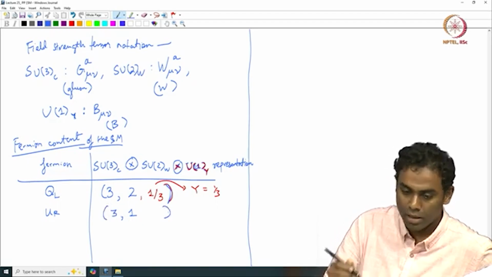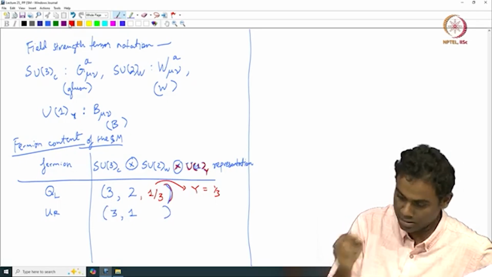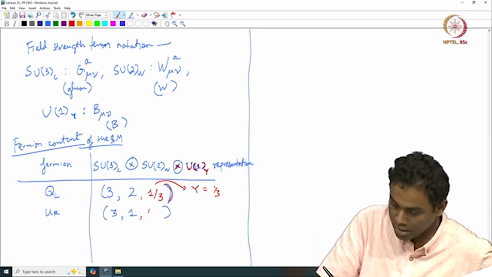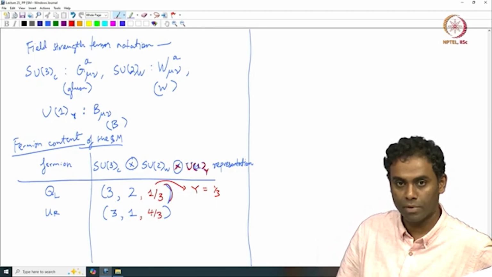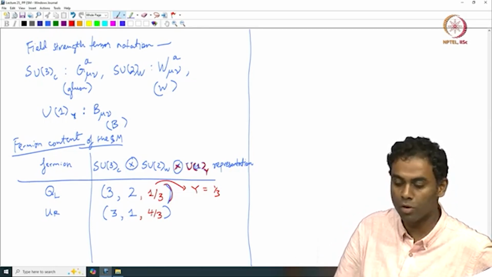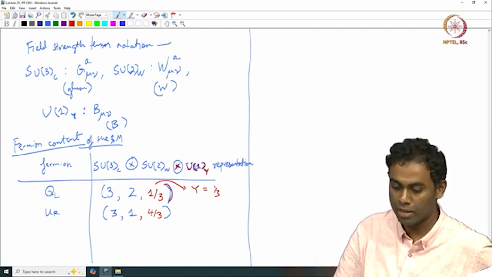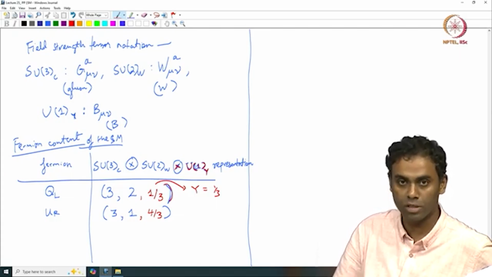Okay, and it turns out that the charge I have to assign is 4/3. We'll see soon that there is a relation between electric charge and isospin. So these are all reverse engineered values based on the electric charge that we see.